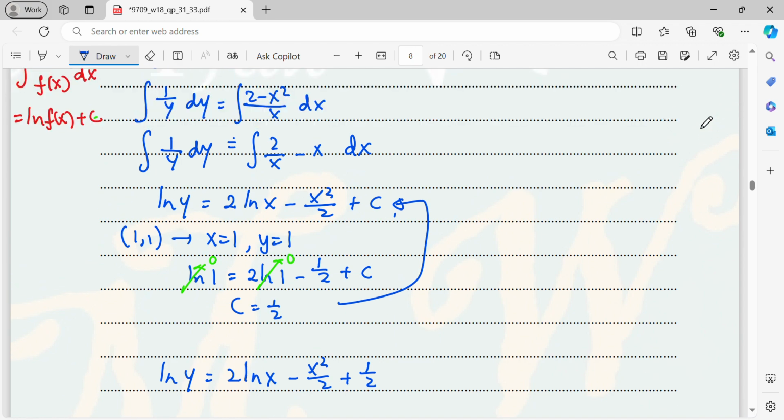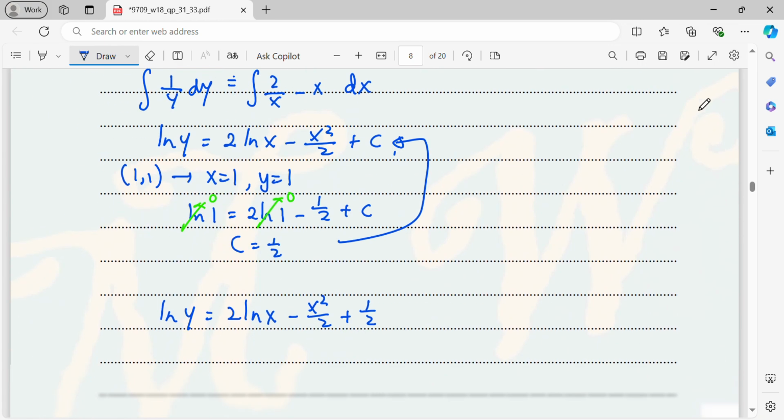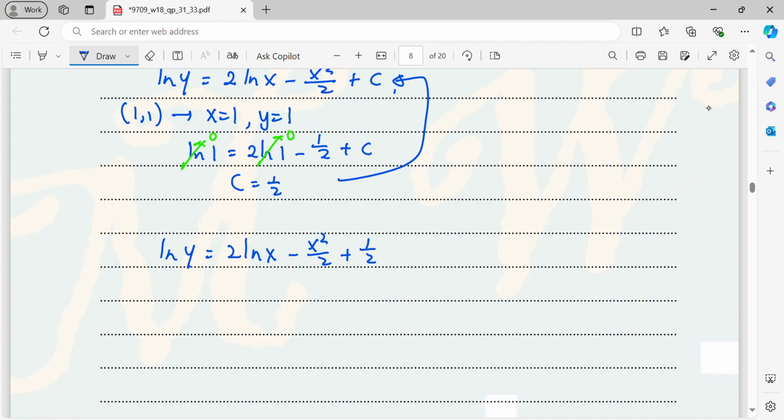Now, when you look at the question here, the question says y in terms of x. Alright, so now I need to get y as the subject, which means I need to eliminate the ln. So, to eliminate the ln, the easiest way is just take e. Okay, then now here I will get e.